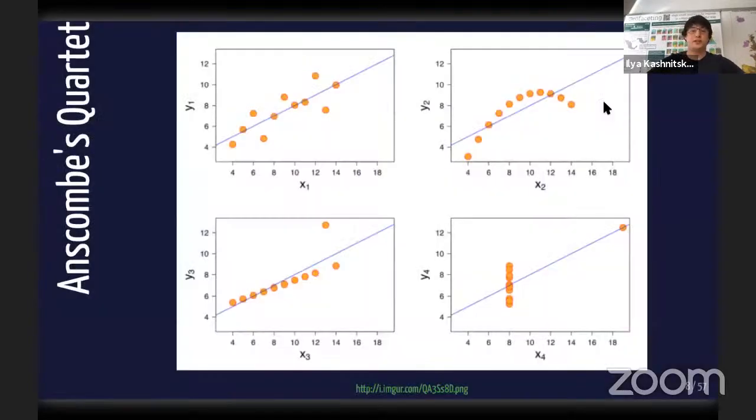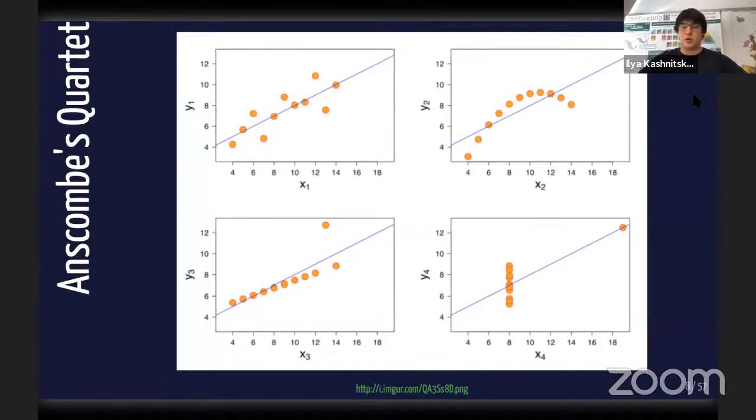There is a famous example, I think from a paper from the 70s, the so-called Anscombe's Quartet. These are 4 data sets that give you exactly the same correlation between 2 variables. But if you actually plot the data sets, you see that the nature of the data is completely different. So if you rely only on summary statistics, you will lose this information.